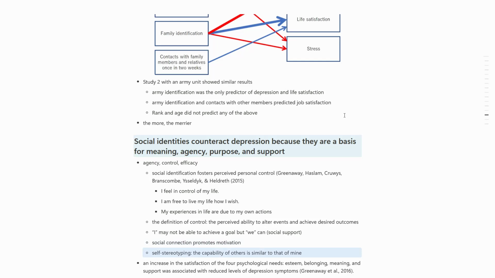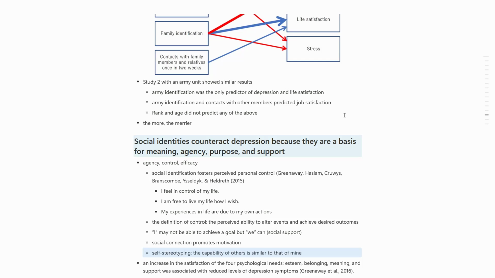Self-stereotyping is to stereotype yourself with stereotypes that your group has. In other words, self-stereotyping means that the self is similar to others in the group that you and others belong to. When people identify themselves with groups, they show self-stereotyping. And then when they do self-stereotyping, the capability of others comes to look similar to that of themselves.